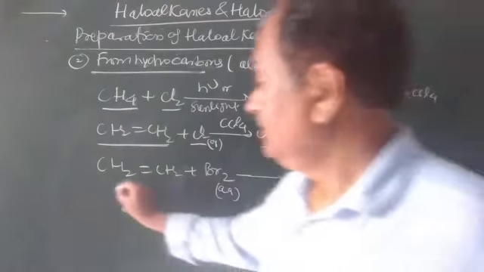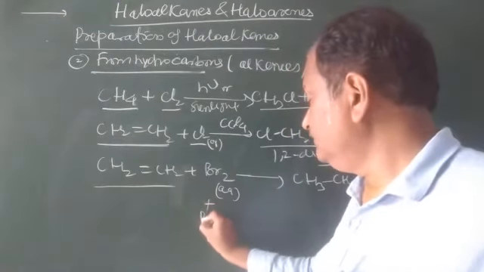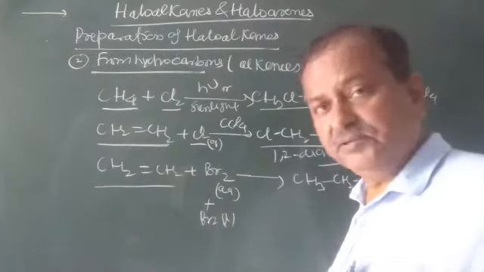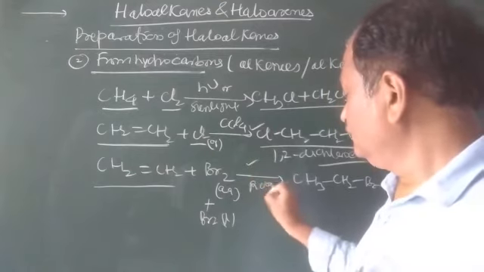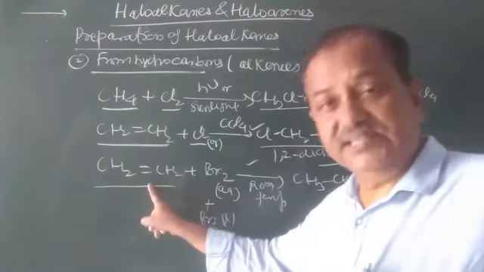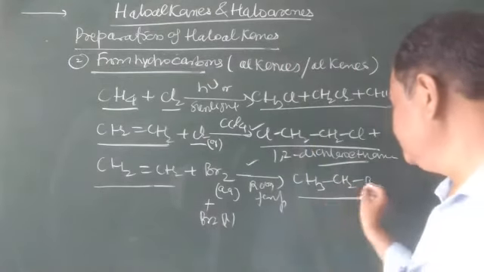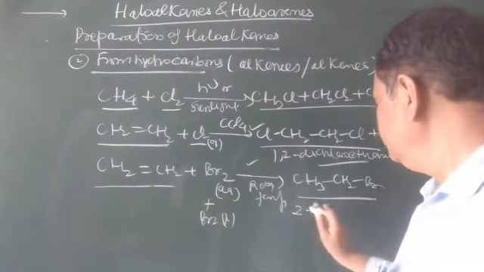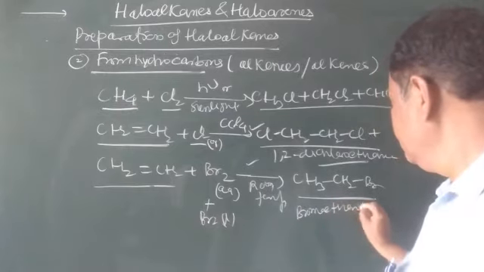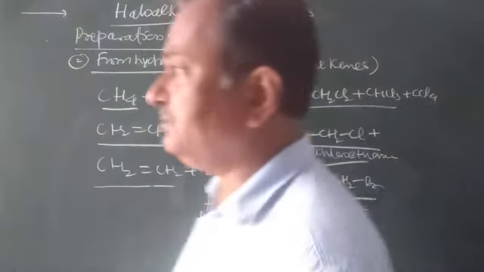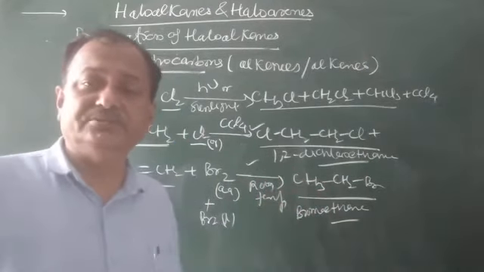If you take the same reaction in the presence of bromine water, or we take liquid bromine, this takes place at room temperature. This reaction and this reaction take place at room temperature. Just pass the ethene, and there is formation of this bromoethane. So this is a very simple way, but this is not for any commercial purpose, just from the theoretical point of view.